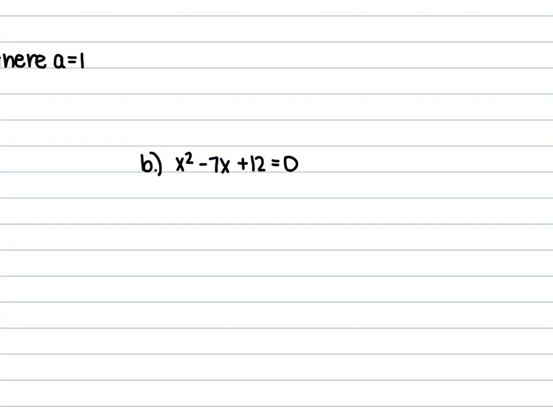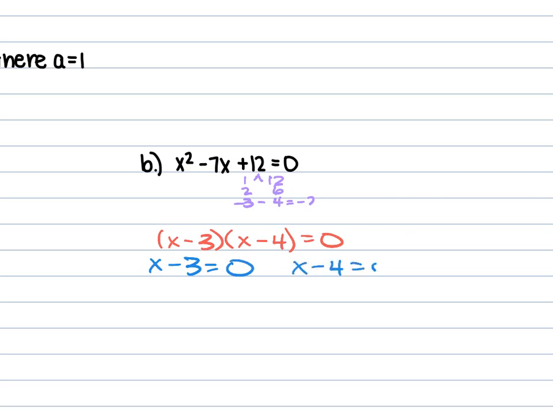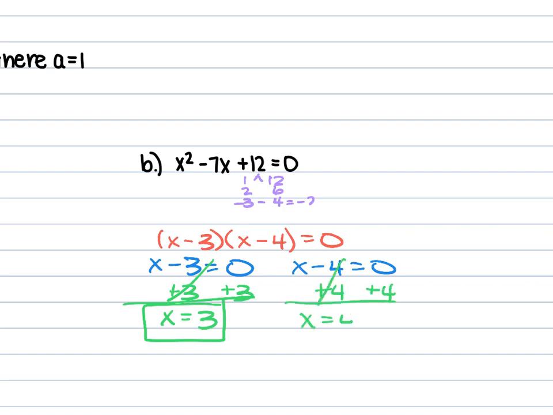For b, we have x squared minus 7x plus 12. So the 12, we have 1 and 12, 2 and 6, 3 and 4. If they're both the same signs, negative 3 minus 4 is going to give us a negative 7. So this is going to be x minus 3 times x minus 4 is equal to 0. Set them both equal to 0 and solve. Add the 3. We get x is equal to 3. Add the 4. We have x is equal to 4.